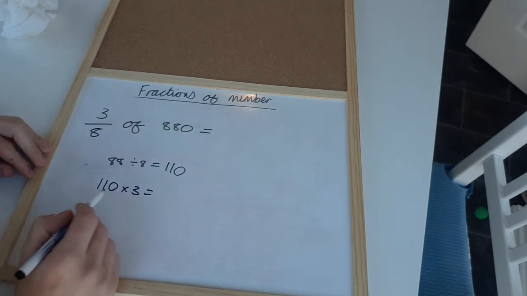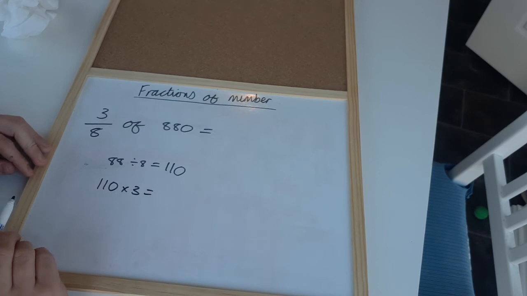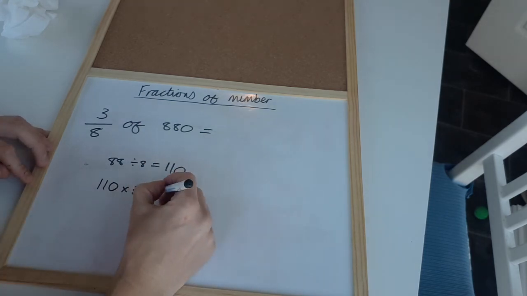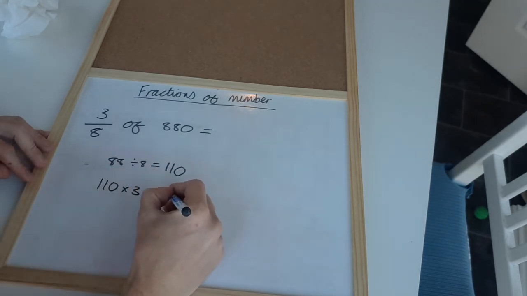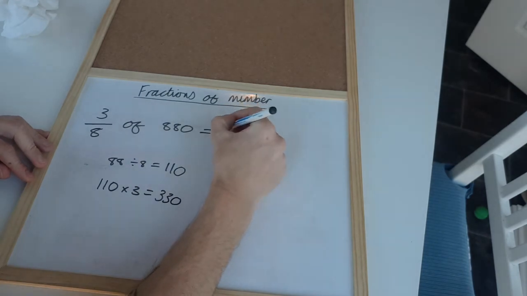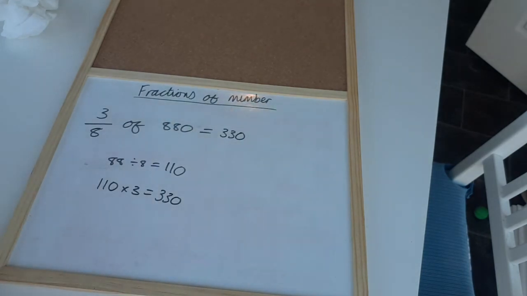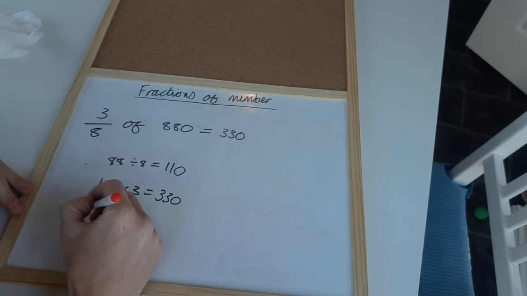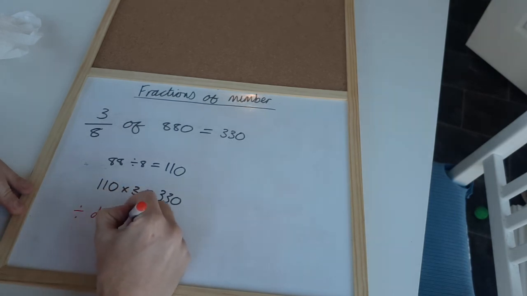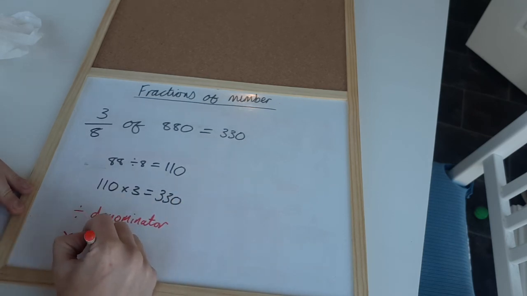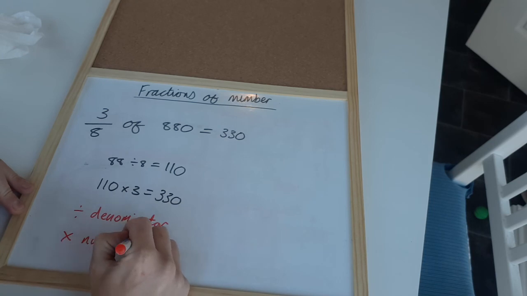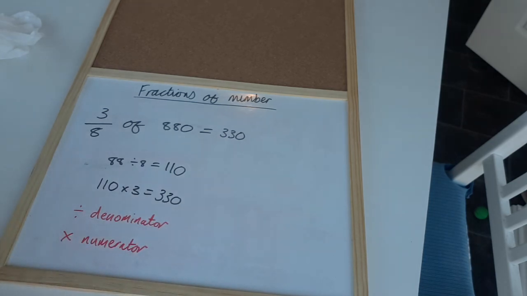So again, we can do this quite quickly, can't we? What's 100 times 3? 300, obviously. And then what's 10 times 3? 30. So put that together and we have 330. So there we go. So when we're calculating a fraction of a number, we always divide by the denominator and then multiply by the numerator. So there's how we do that.